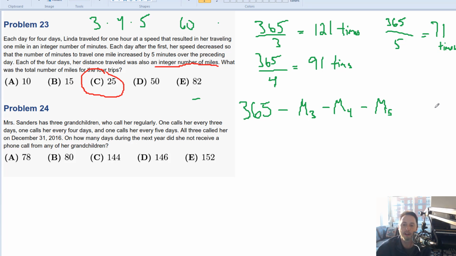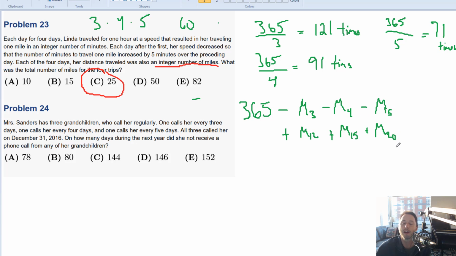But again, on day 12, we subtracted it twice, right? We subtracted day 12 twice. We subtracted day 24 twice because both of these grandkids called then. So we don't want to subtract them twice. We actually have to add them back in. Right, so what we'll do now is add in the multiples of 12. How many multiples of 12 are there between 1 and 365? And then if these two grandkids, we're going to add the multiples of 15 in. And then we're going to add in the multiples of 20, right, because we over-subtracted them.